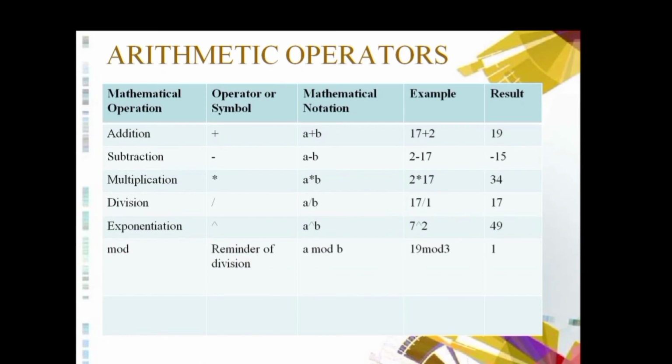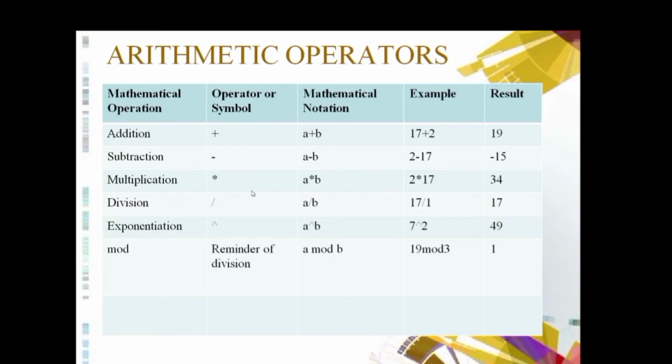After that, our first type of operator is arithmetic operators, okay? So the first is addition. Addition is used between two values to calculate their sum, okay? Like 17 plus 2 is equals to 19. And same as the subtraction, it is used to calculate the difference between two values. The next is multiplication. Multiplication is used to calculate the product of two values, okay? Two or more than two values.